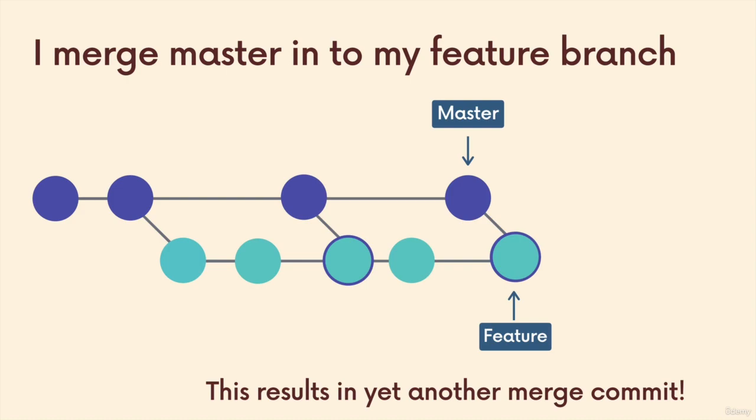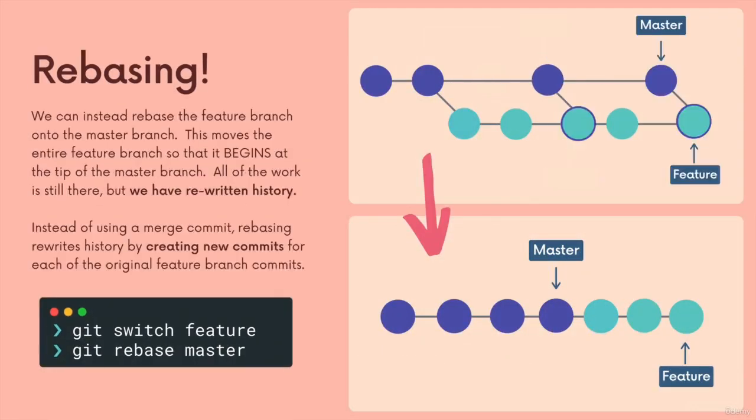In the next video, I'll actually use the commands that we talked about briefly to show you how to rebase so that we don't end up with these merge commits, but instead we end up with this nice linear history by rewriting it. So that's coming up.